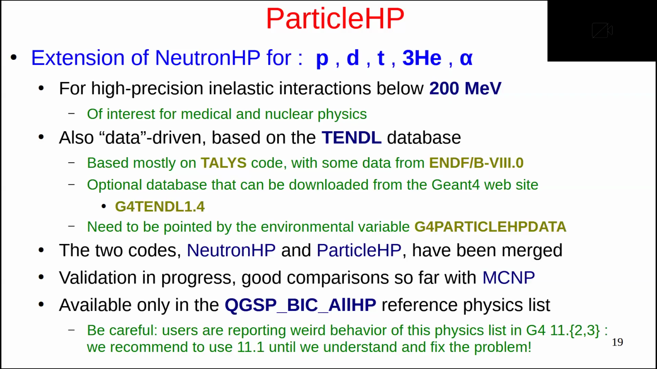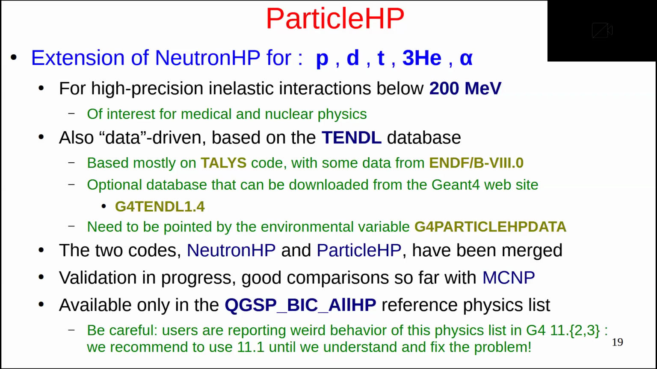If you want to use it, you need an additional database that you can download from our site, G4Pendle 1.4. The two codes were initially separate, NeutronHP and ParticleHP. Now they have been merged, so now only ParticleHP exists. Validation is still in progress. So far, we get good comparisons with MCNP, which has a similar treatment. And now this ParticleHP is available only in this physics list, QGSP_BIC_AllHP, a reference physics list.